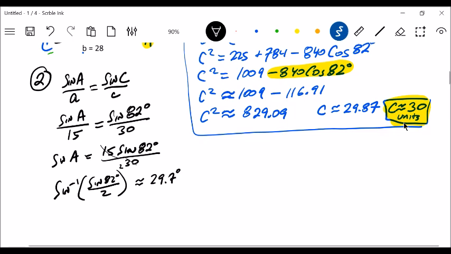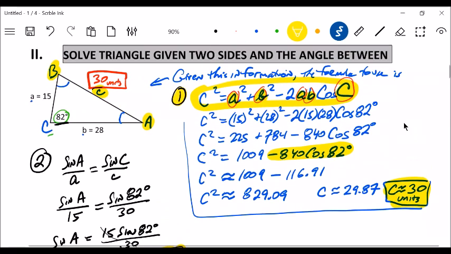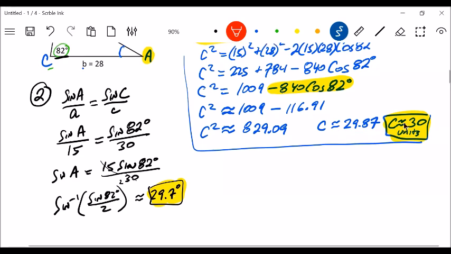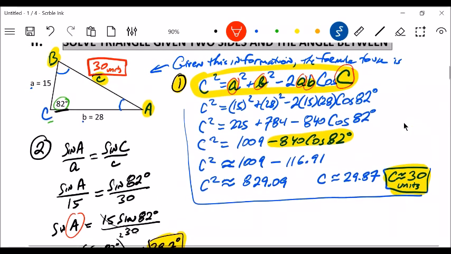Now I could round that up to 30. Okay, I'm going to leave it 29.7 just sort of for the fun of it. Okay, 29.7. And so that one's what this one is here. This was side or angle A. So that's 29.7 degrees. So that's 2 of the 3 things.